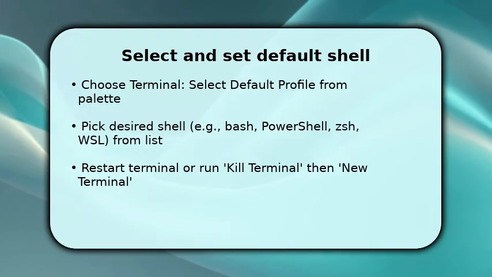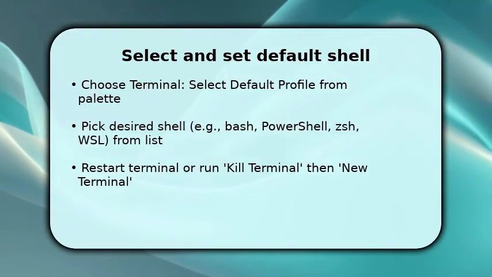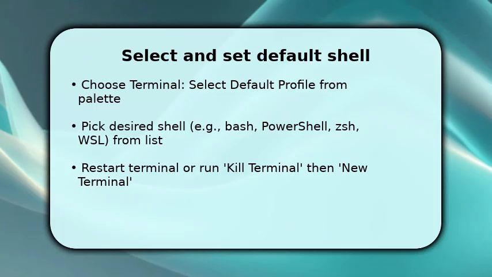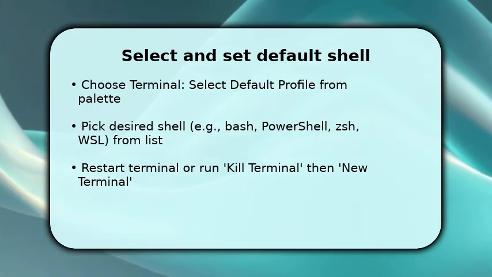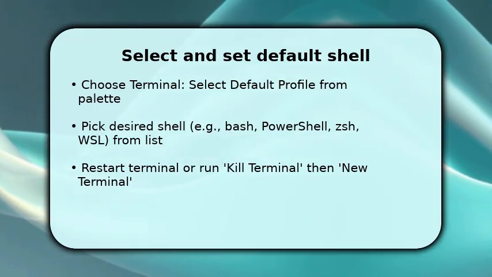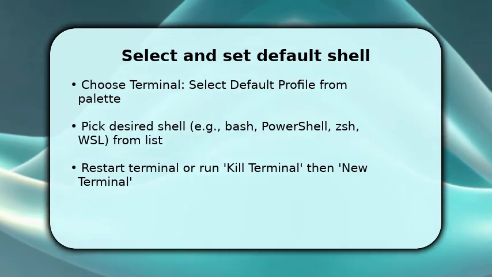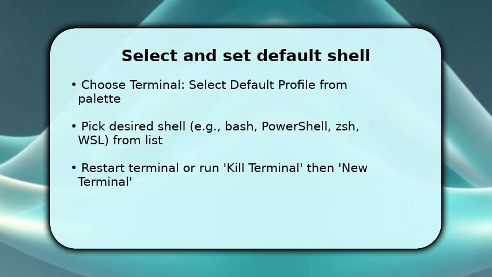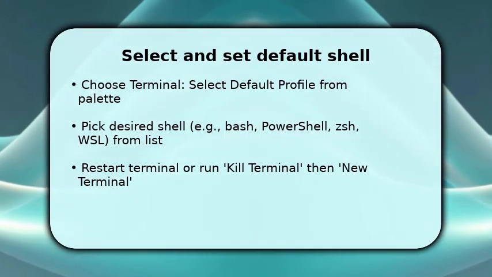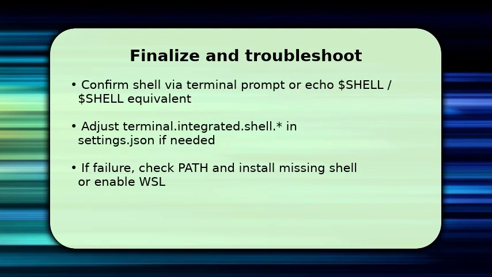Once selected, open a new integrated terminal or run Kill Terminal and open a new terminal so VS Code applies the change. You do this because VS Code stores the default per user or workspace, and restarting the terminal ensures extensions and environment variables load correctly. Finish by verifying the change and handling common issues. You check the prompt or run echo $SHELL or equivalent to confirm which shell launched.